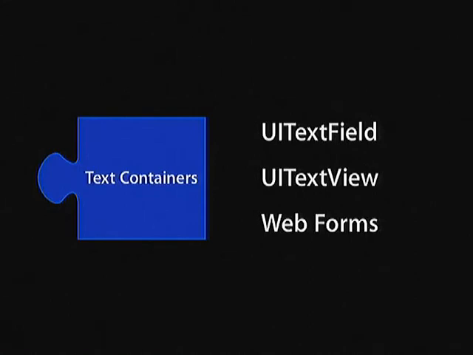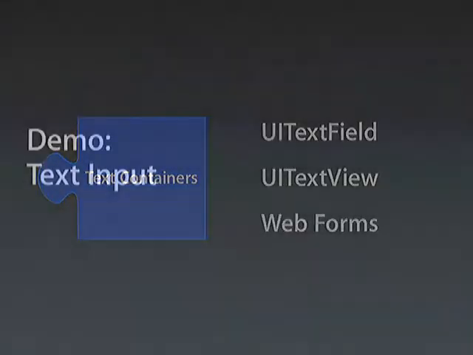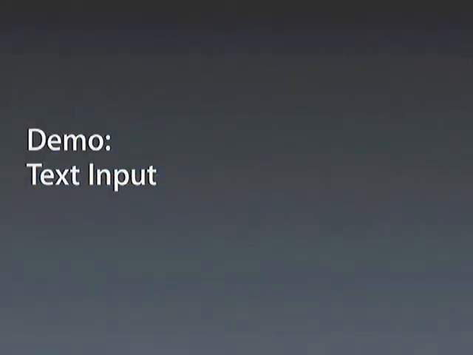So UI text field, UI text view, web forms as well also do this sort of stuff. So if you've got a web page and your user is browsing it with Safari or a UI web view, some of those text traits will come through. So let's do a quick little demo just of how we get some text input going on in a simple app and ways of customizing it.